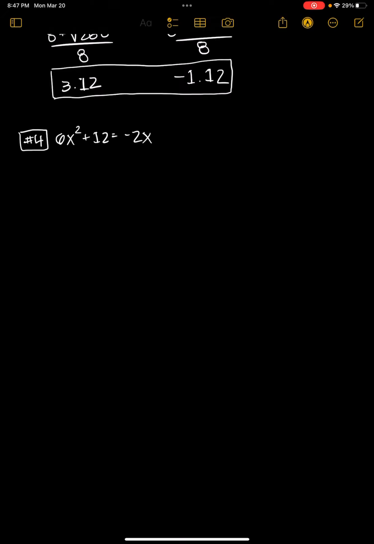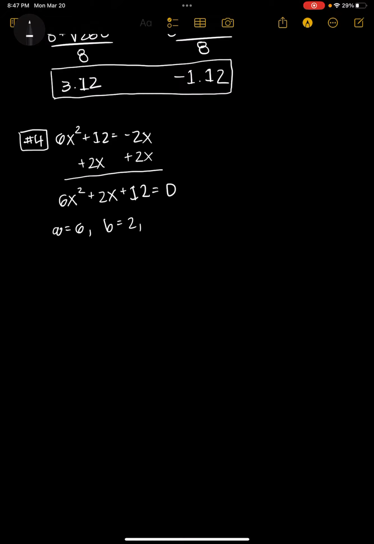So I'm going to move the 2x over by adding 2x to each side. The 2x doesn't have like terms on that left side, so we're going to put it into standard form, which means the 2x goes right in the middle because it's got the 1x there. So it should look something like this. Now that it's in standard form, we can label our A's, B's, and C's. So our A is 6, our B is 2, and our C is 12.